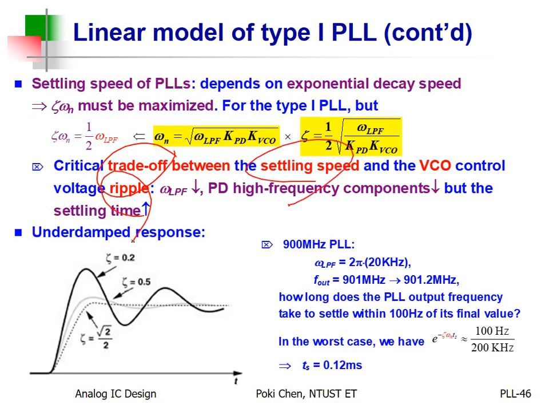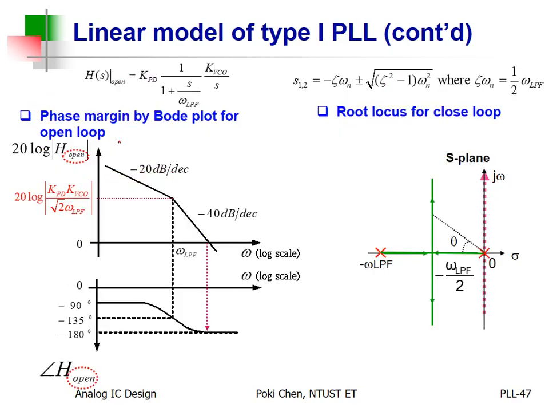That's it. Nothing is perfect. And don't ask me which one is important, output jitter or settling time, because it is case by case. You need to decide it by yourself according to your application.